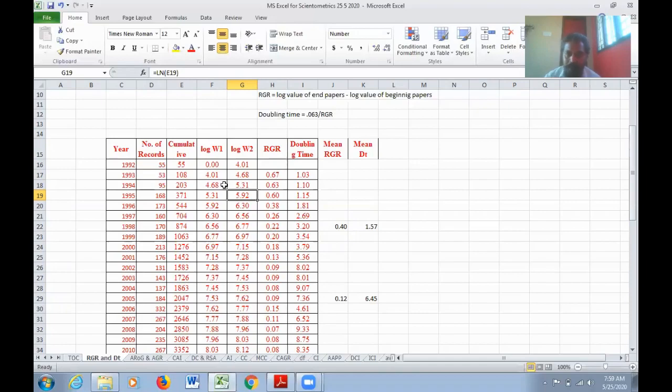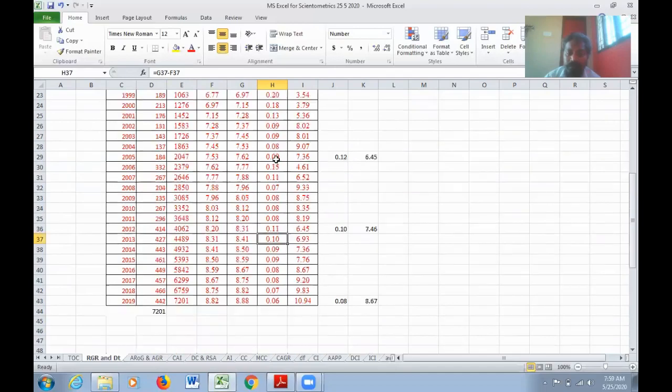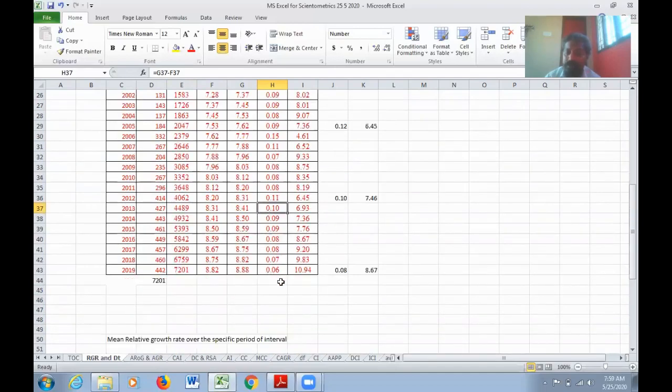Now this is over. Now, what is the step to calculate relative growth rate? It's very simple. G17, that means final log value minus initial log value. So that tells you what is the relative growth rate of all years' applications. Normally what I have seen is that the relative growth rate shows a declining trend throughout the period. You can see here, it starts from 0.67, it has gone down to 0.006.